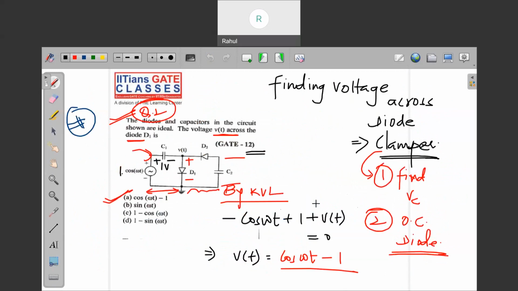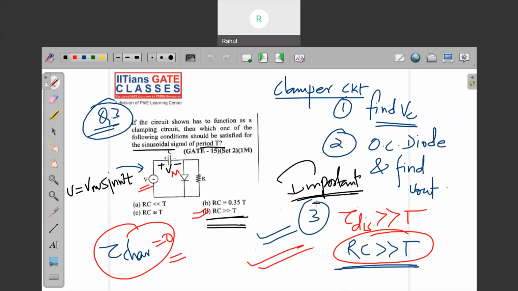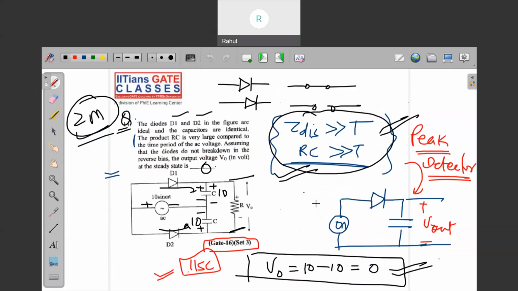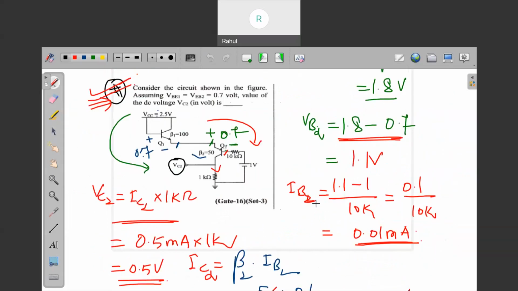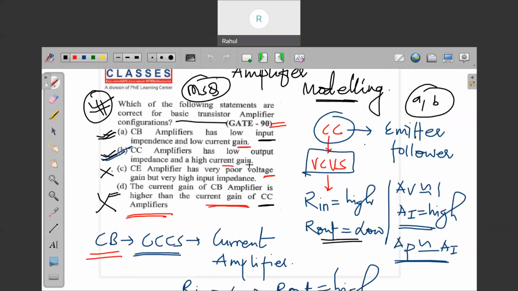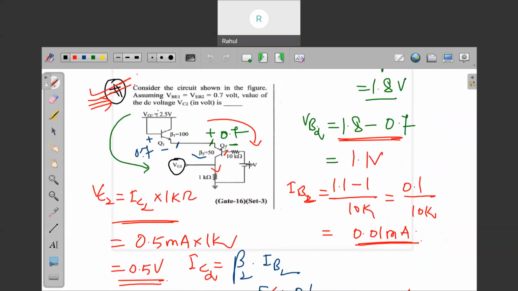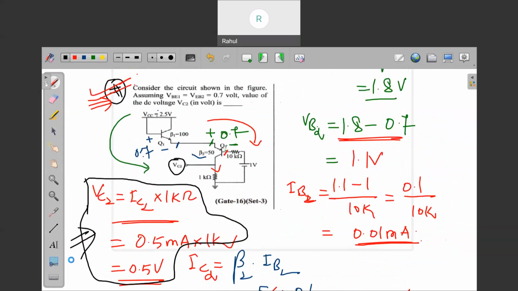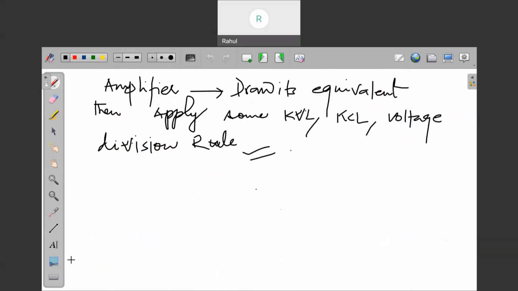Question number 2 was again a combination of clamper and peak detector. Here they asked the important necessary condition for any circuit to be a clamping circuit. This is a very good problem, so please try to solve this kind of problem. This other problem we have also done, where we need to find Vc2. The answer was 0.5, and I have told you the trick.